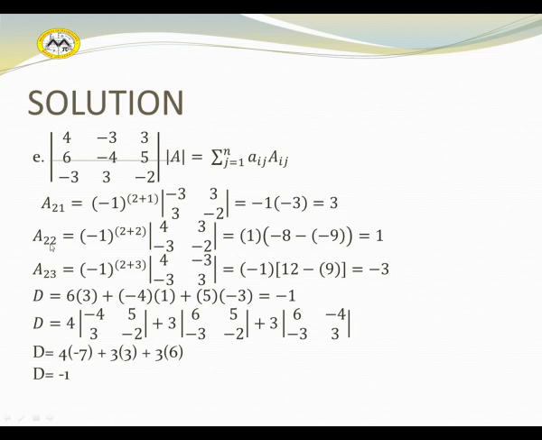Next, we delete the second row, second column, and that will be negative 1 raised to 2 plus 2, which is 4. So negative 1 raised to 4 is positive 1, multiplied by the minor, meaning the determinant of the elements that remain after deleting the second row and the second column. The elements that remain are 4, negative 3, 3, and negative 2.